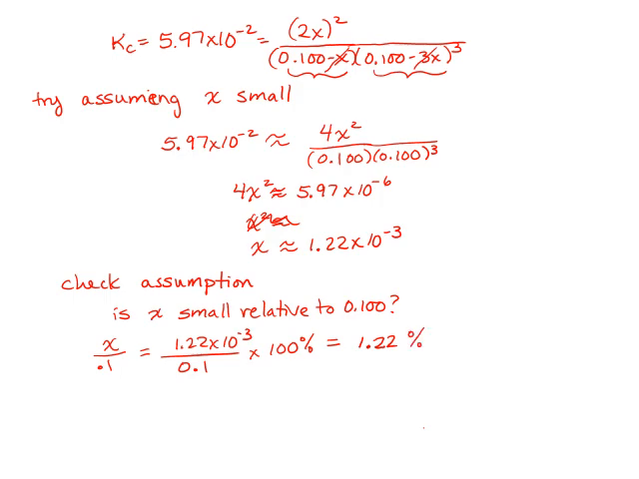So x is about 1% of 0.1. We're going to use a rule that as long as our assumption agrees within 5%, in other words, x is less than 5% of the value that we're neglecting it from, that we can make this assumption. We should also check to see whether 3x is in fact small relative to 0.1, because that's another assumption that we made.